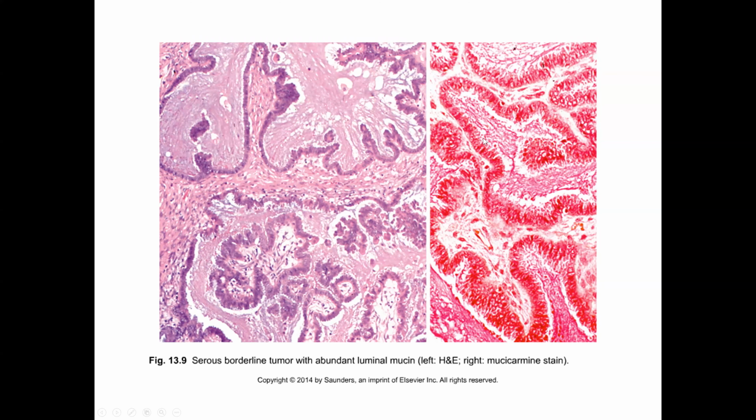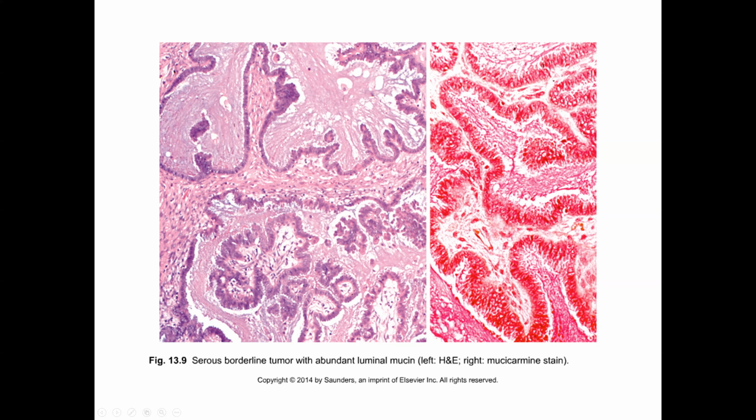And so here's another example of one which is producing quite a bit of mucin. So serous tumors do not necessarily have to have cilia. They can produce mucin and still be a predominantly serous phenotype because they don't have abundant mucinous cytoplasm and so forth.